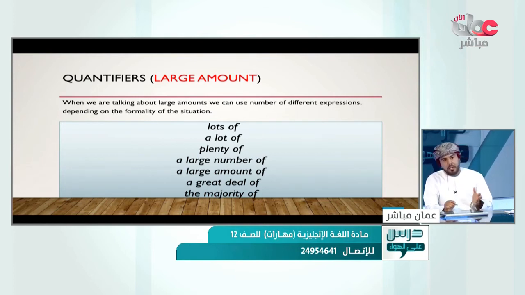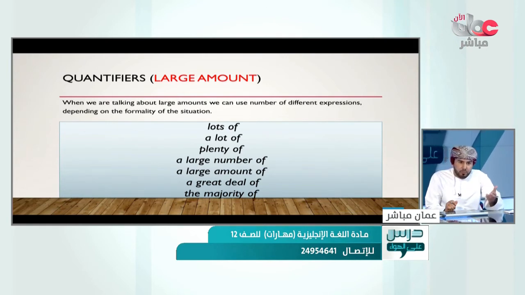Lots of and a lot of mainly have the same meaning, but they are different in formality, depending on the formality of the situation. For example, lots of is less formal, and mainly we use it for speaking. A lot of is a little bit more formal, and we use it in writing when you want to write a formal letter.